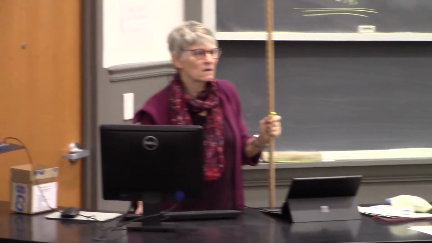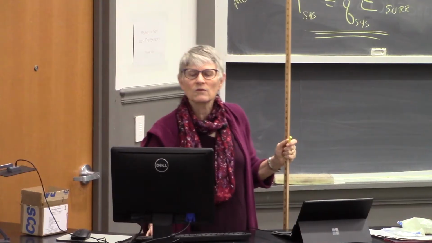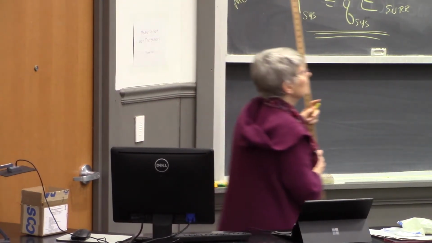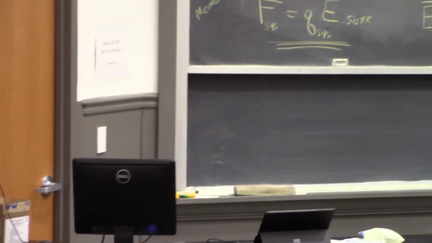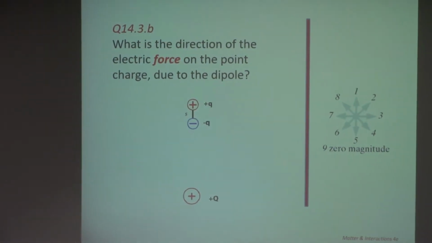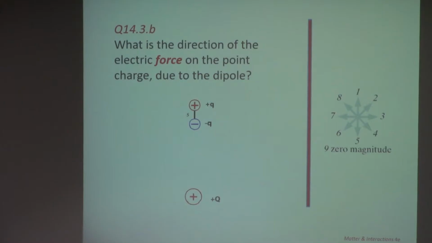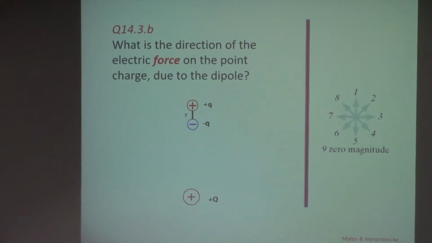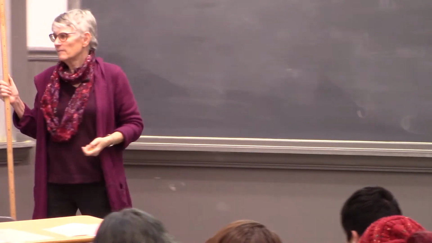Okay. What's the direction of the electric force on this point charge then due to the dipole? Yep, the force is also up because since the field was up and the charge is positive, the force it experiences is in the direction of the net field made by objects in the surroundings. Okay. All right.